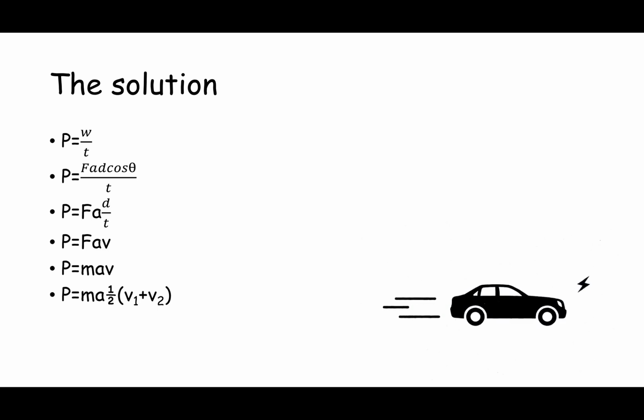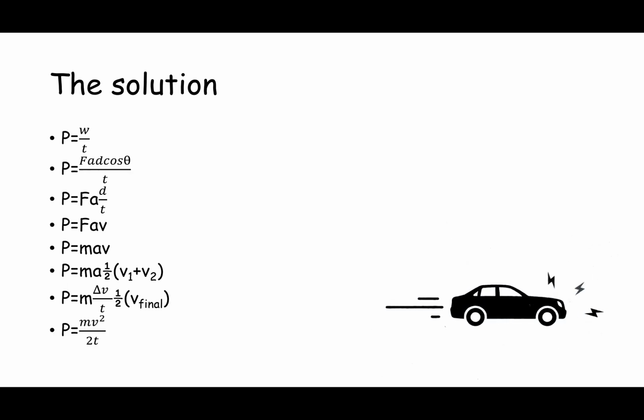Force times velocity equals power, and we know force is equal to mass times acceleration, so we have P equals m a v. Now we can replace velocity with 1/2 (v1 plus v2). Now we can substitute acceleration with change of velocity over time, and then we can rearrange the equation so that P equals m v squared over 2t.